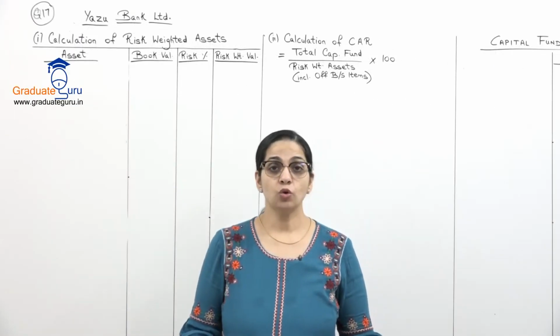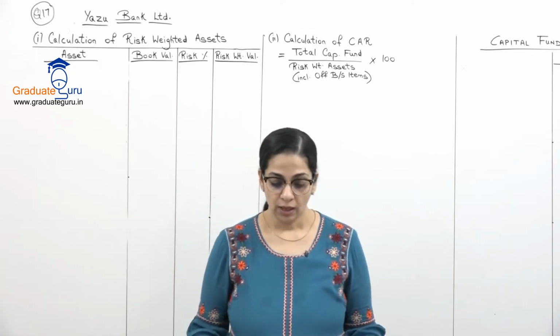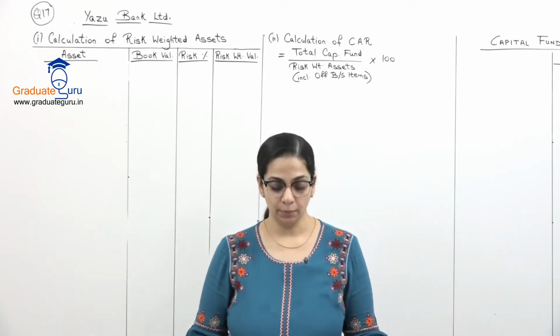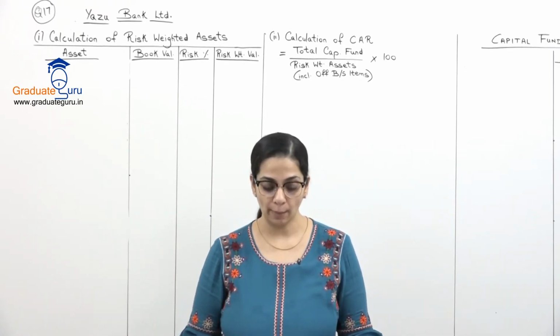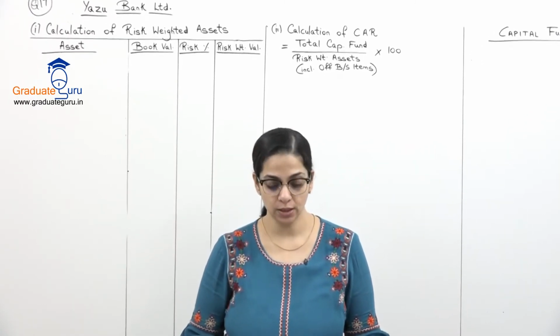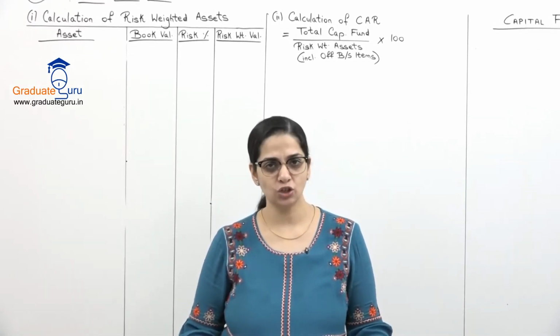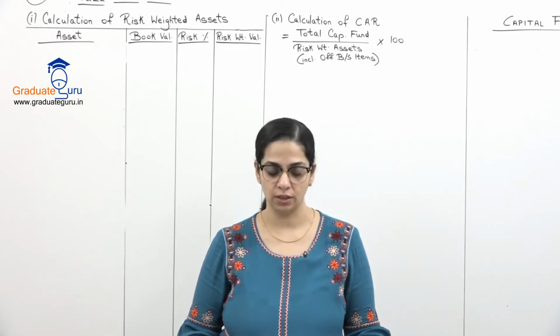So let us go to question 17 now. Calculate for Yazoo Bank Limited Tier 1 and Tier 2 capital, risk adjusted assets and capital adequacy ratio. That is the same thing that we just did.